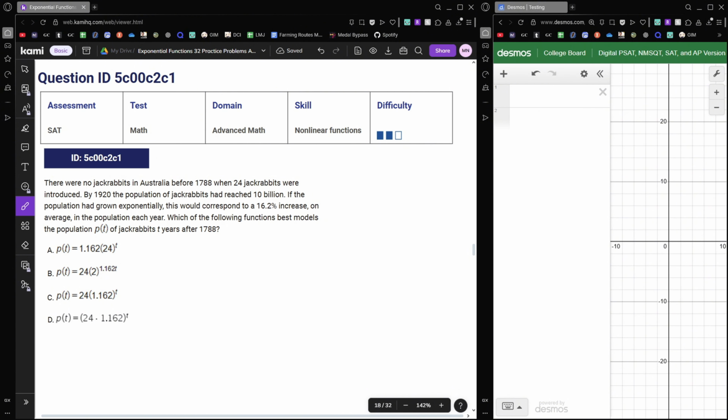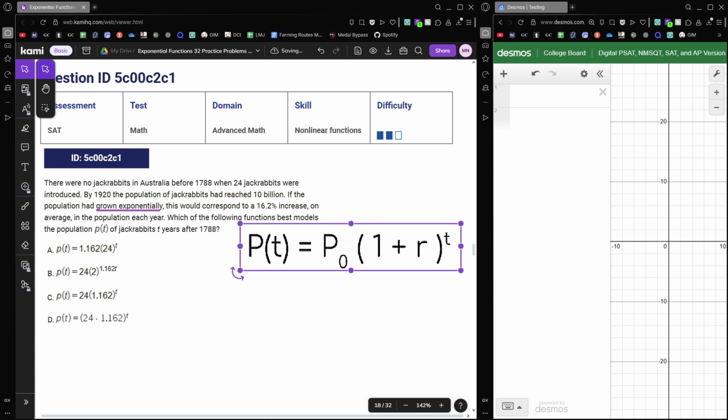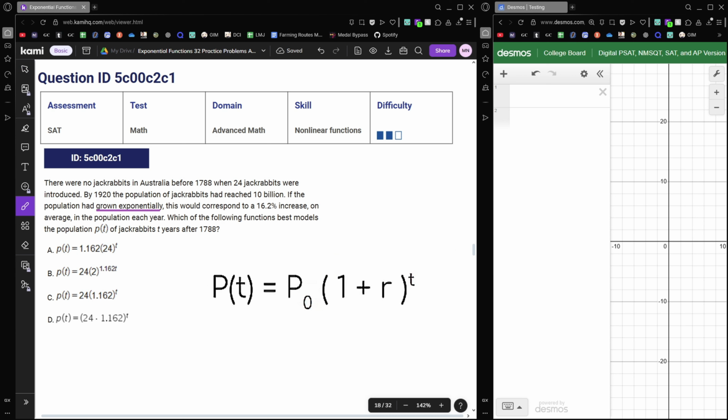So here it literally tells us that the population has grown exponentially, which is exponential growth, and here's the formula for exponential growth. Now the first number is the initial amount, and it tells us that the initial amount is 24 jackrabbits. So that means our very first number has to be 24, which means we can eliminate A and D since the first number isn't 24.